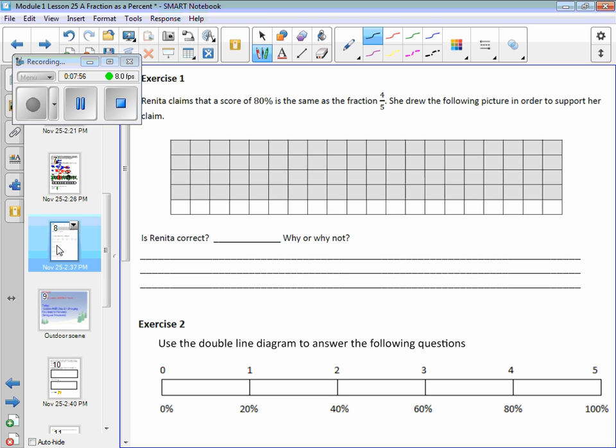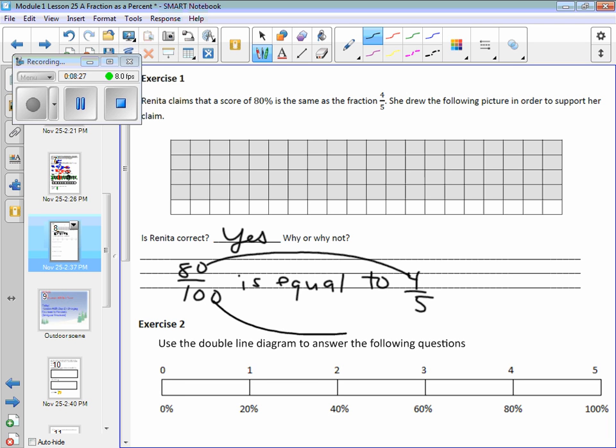Renita is correct. Yes. And when it comes to the reasoning, you just have to explain in any way that you want that the 80 boxes that she has shaded out of 100 is equal to 4/5. Any writing that explains that, because she's shaded 80 boxes out of 100, and 80 out of 100 is equivalent to 4 to 5, because technically you're dividing both top and bottom by 20. So it works.